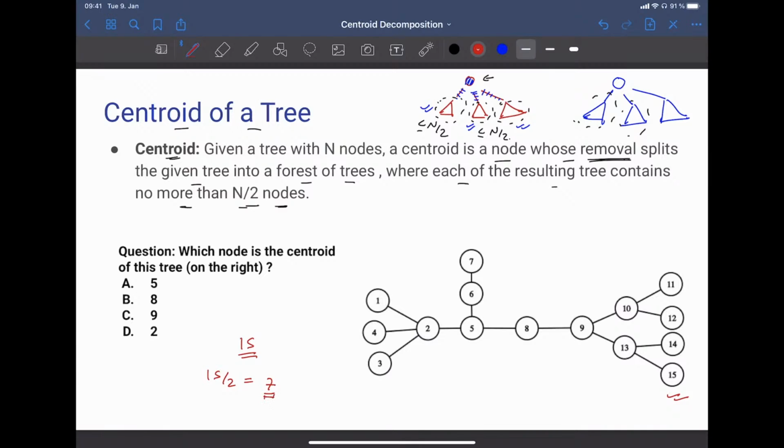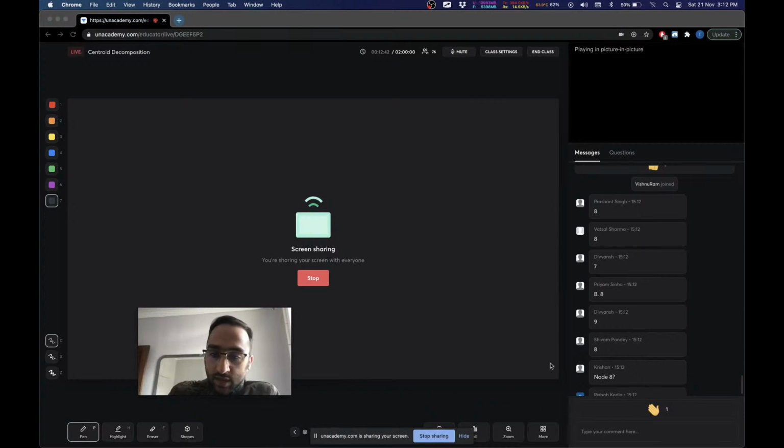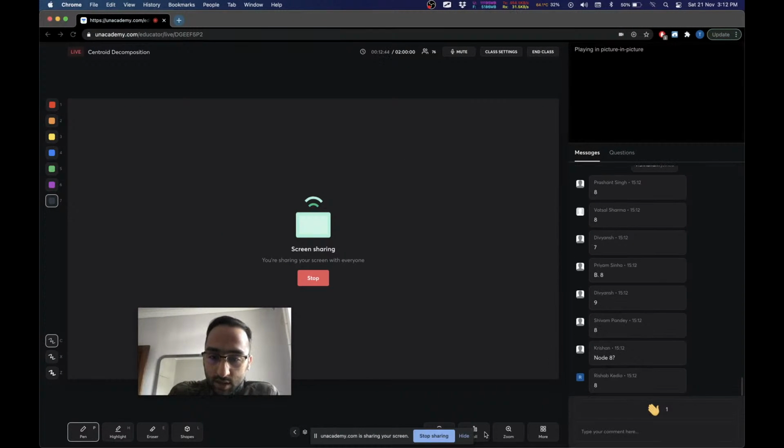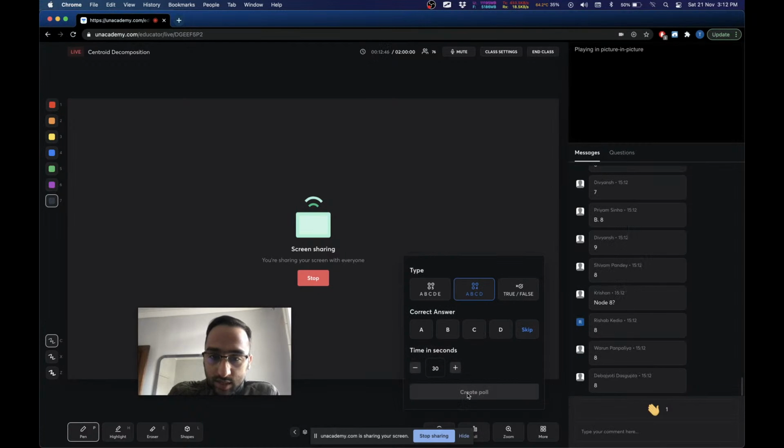So can you find a node such that every subtree attached to that node has size less than or equal to 7? There are 4 options given, A, B, C, D: 5, 8, 9, and 2. I'll quickly create a poll, and maybe you guys can answer.